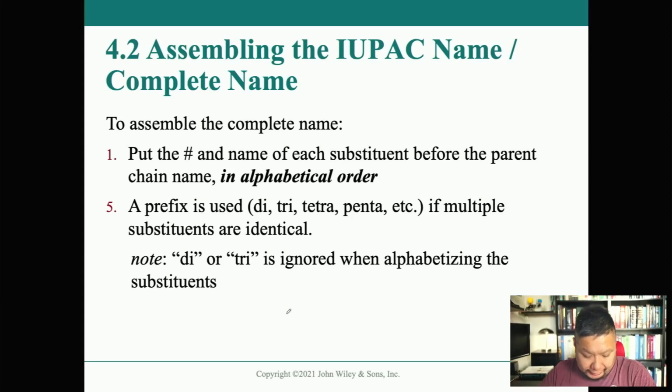So, to assemble the complete name, put the number and the name of each substituent before the parent chain, right, in alphabetical order, which you've heard me do several times in the slides. The prefixes di, tri, tetra, penta, etc. are used if multiple substituents are identical. Note di or tri is ignored when alphabetizing substituents. Okay? So you don't have to count the di or tri when you're only using the alphabetizing of the substituents to be the way you name it, right?